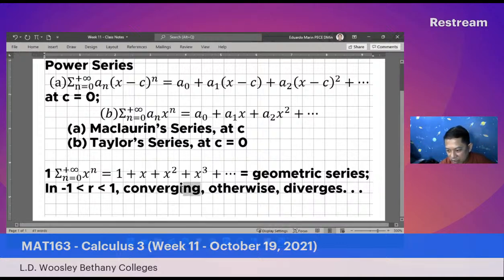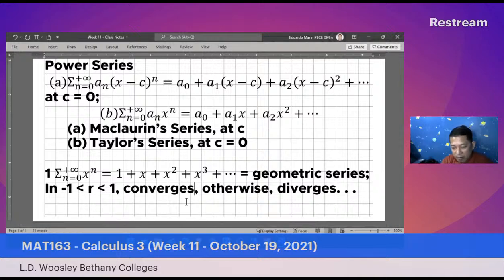Converges. It means it has a definition. So we could define the series on this particular region. Region of convergence. It converges, otherwise diverges. So we could have that.